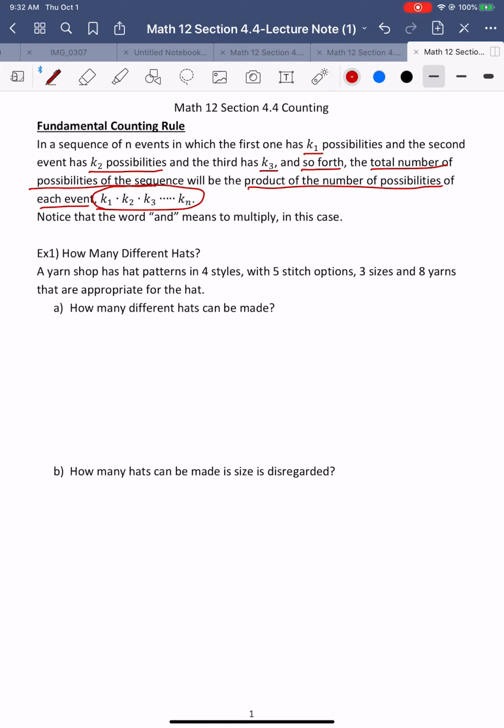So, how many different hats? A yarn shop has hat patterns in 4 styles, 5 stitch options, and 3 sizes, and 8 yarns that are appropriate for the hat. How many different hats can be made? Since there are 4 different styles and 5 different stitch options and 3 different sizes and 8 yarns, you multiply all together and get 480. So 480 different hats.